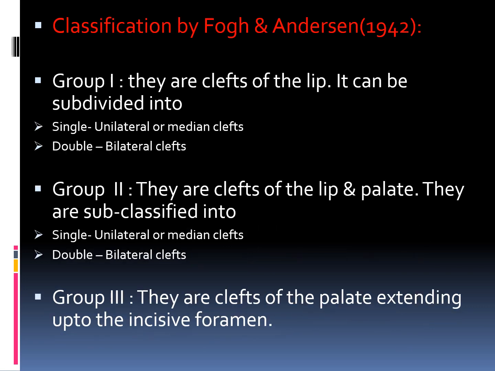Moving on, there is a classification by Fogh-Andersen which was given in the year 1942. So they divided again into group 1, group 2, group 3. So group 1, they are clefts of the lip. It can be divided again into unilateral or bilateral. Group 2, they are clefts of the lip and the palate, and again they are divided into unilateral and bilateral. Whereas group 3, they are clefts of the palate extending up to your incisive foramen.